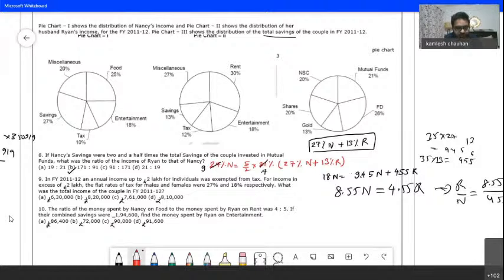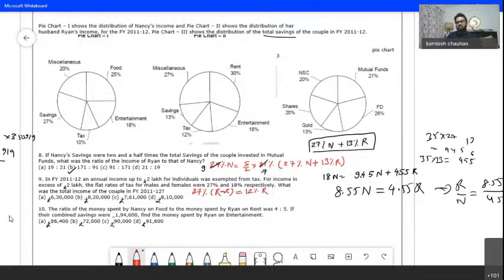Question number 9. In financial year 11-12, annual income of 2 lakh was exempted from tax for an individual. For income in excess of 2 lakh, flat rate of tax for male and female were 20%, 27% and 18%. What is the total income of the couple? So what we can say is, for male, 27% of Ryan's income minus 2, that is equal to 12% of Ryan's total salary.